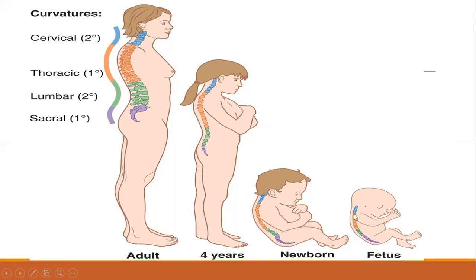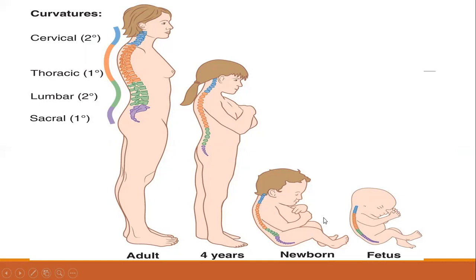Primary curvatures, as the name indicates, are the curvatures formed before birth, and the secondary curvatures are the ones which develop after birth. So there are two primary curvatures, present in the thoracic region and in the sacral region. The thoracic primary curvature is concave forward, and the sacral one is also concave forward. These are present before birth. But when the baby is born, you have seen small babies in your homes and in your friends' and families' homes. They are just lying with the head straight.